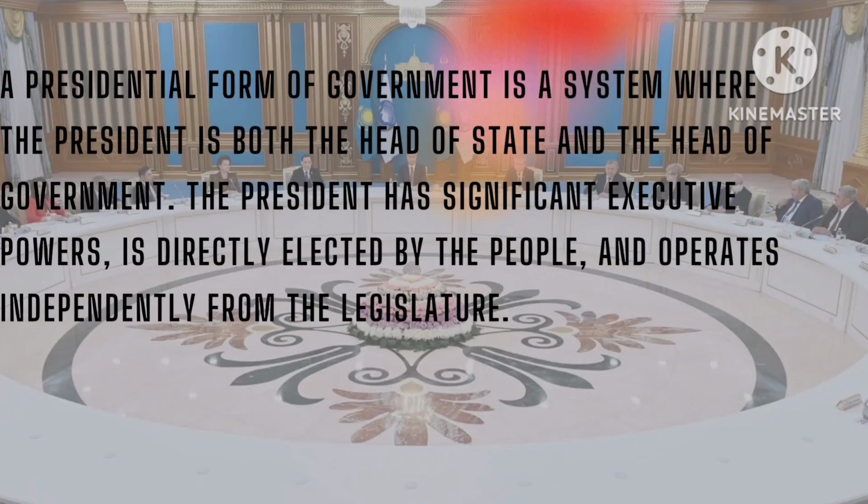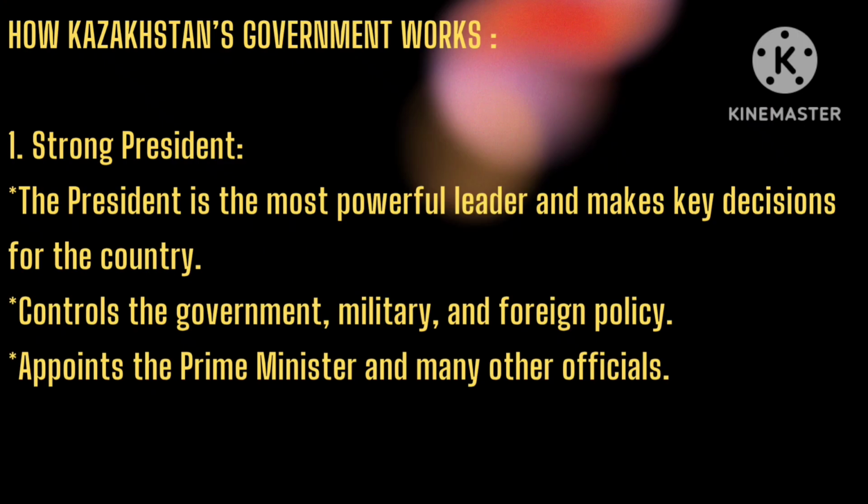Now let's start. The presidential form of government is a system where the president is both the head of the state and the head of the government. The president has significant executive power, is directly elected by the people, and operates independently from the legislature. How does Kazakhstan's government work?